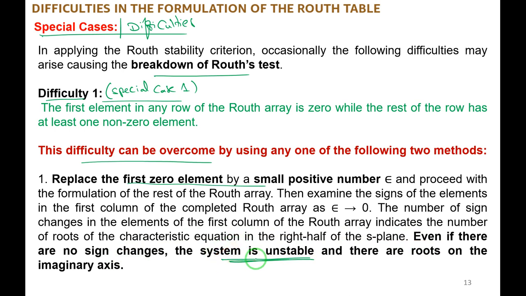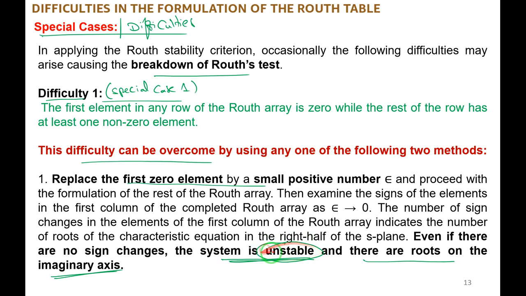So if difficulty or special case had come, the system cannot be stable. Please keep in mind. Even if there are no sign changes in the first column elements of the Routh array, the system is unstable and there are roots on the imaginary axis, right? This is the indication. There are roots on the imaginary axis. If there are non-repeated roots, the system is marginally stable. If there are repeated roots on the imaginary axis, the system is unstable.